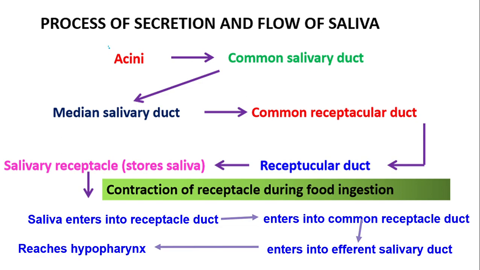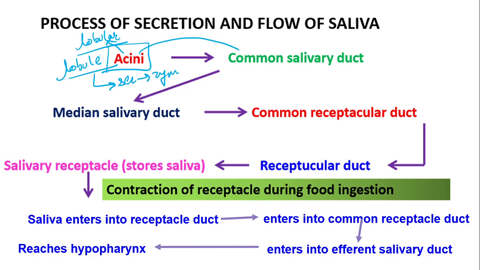Now let's see the process of secretion and the flow of saliva. First one is acini. Acini is nothing but the lobules, which have secretory cells we call zymogen. Acini is going to secrete the saliva, which is going to enter into the common salivary duct. Then saliva will enter into the median salivary duct. Then saliva will enter into the common receptacular duct. From the common receptacular duct, it will enter into the receptacular duct, and saliva is stored in the salivary receptacle. Whenever the cockroach sees food, there will be contraction of the receptacles.